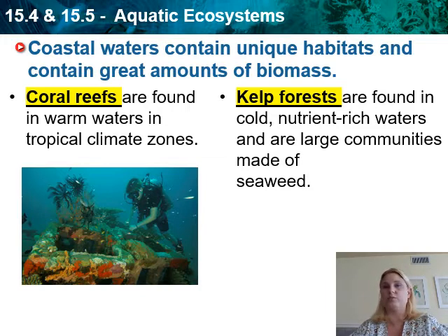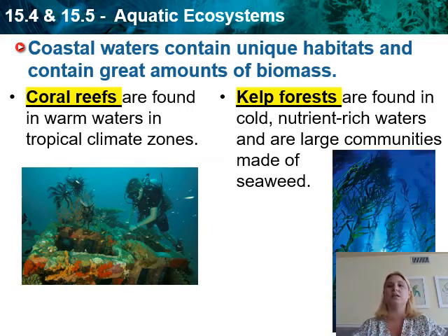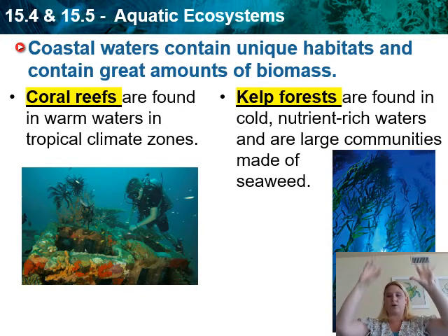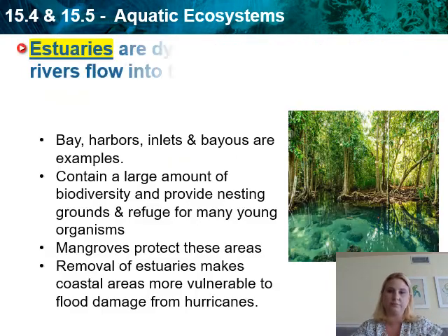Then in colder waters, we actually have these big forests made of kelp, which is like a huge macroalgae, big algae. And they're cold, nutrient-rich waters made up of large communities. And again, it's just big forests where lots of different organisms live.